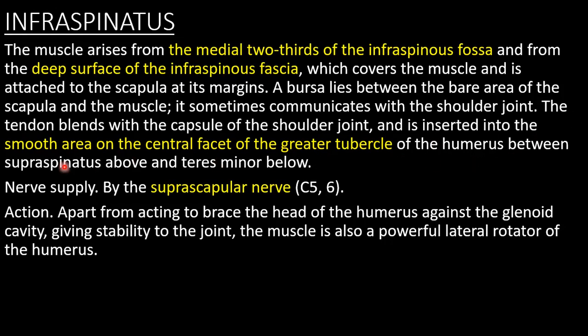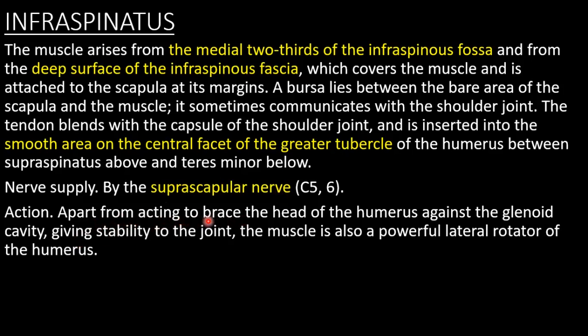Now, remember we had said supraspinatus inserts into the superior facet of the greater tubercle of humerus. So that is why supraspinatus is above, and you will see later that teres minor is inserted into the inferior facet of the greater tubercle. That is why it is with the tendon of teres minor below. It is also supplied by the suprascapular nerve after supplying supraspinatus muscle.